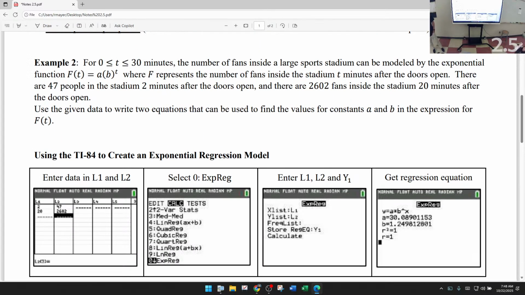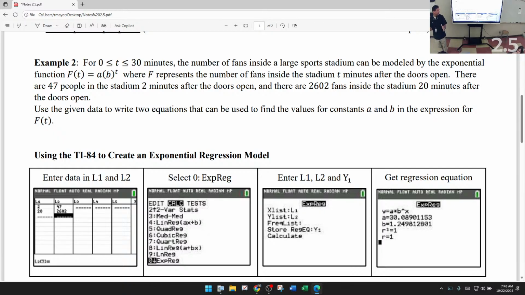Example 2.4, 0 to 30. So they've restricted the domain. They're only going from 0 to 30, and that's in minutes. You've got to start recognizing what this stuff is in. So t is time, I'm guessing, because it says in minutes. So I'm only going from 0 to 30 minutes.